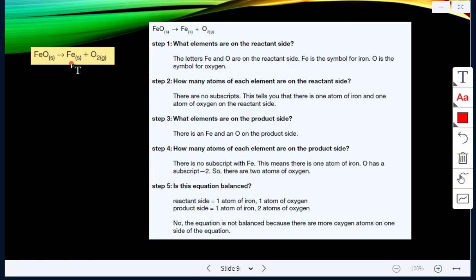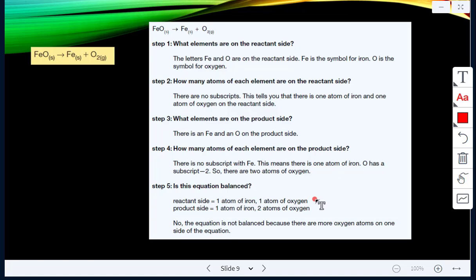Step 4, how many atoms of each element are on the product side? So Fe, there is no subscript, so that means there's 1 iron, and oxygen has a subscript of 2. That means there are 2 atoms of oxygen. So now we're going to compare the reactant side and the product side. So our reactant side, there's 1 atom of iron. Our product side, there's 1 atom of iron.